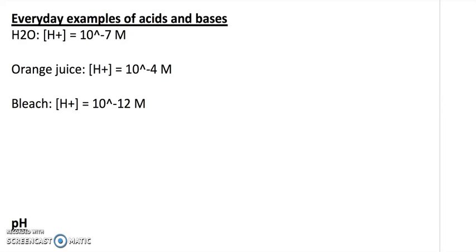This is part 2 of the pH lab notes. Here I've listed 3 liquids and their concentration of protons. For regular water, I have 10 to the negative 7th molar. Another way to express this would be in its standard notation.